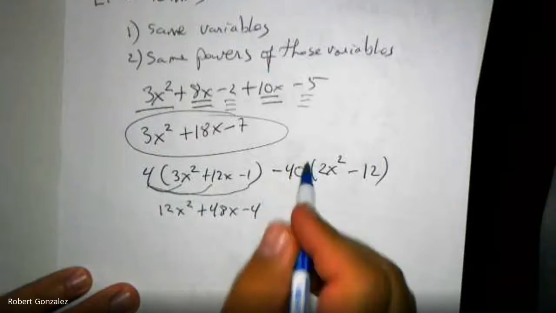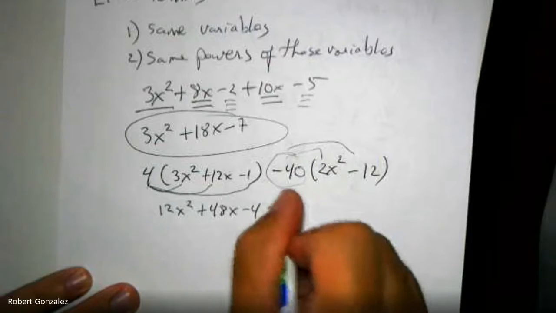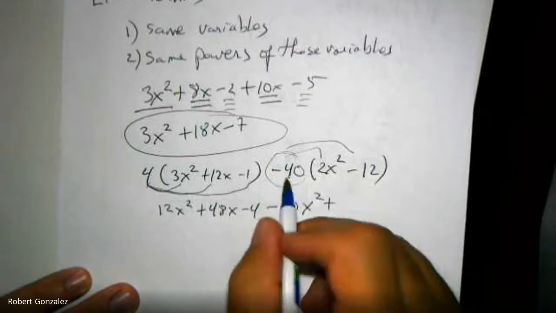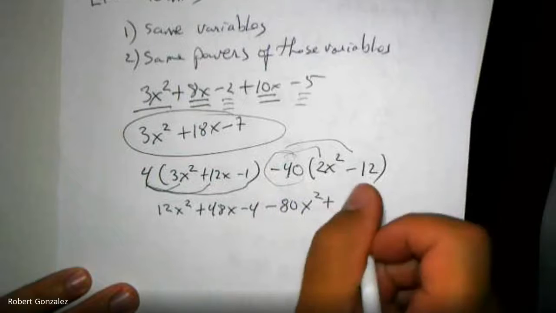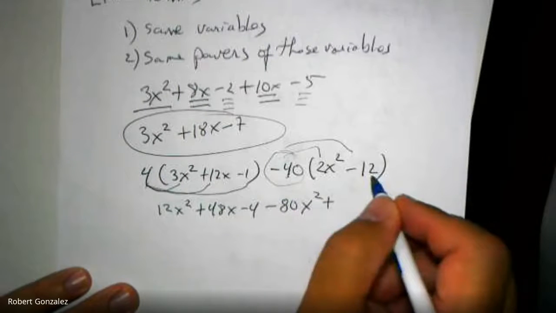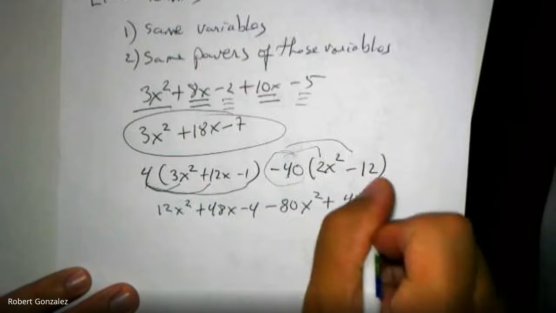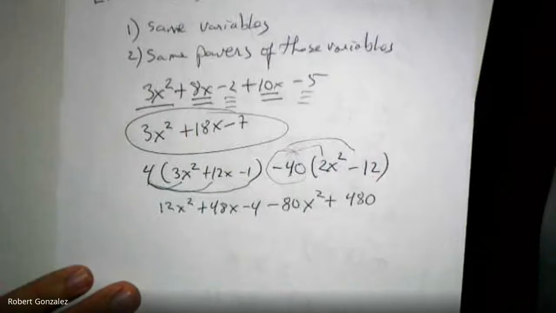On this one, we have to distribute a negative 40. So I get negative 80x squared plus 40 times 12 is 480. Is that right? Yeah. Okay. Now we go through the same process as before.